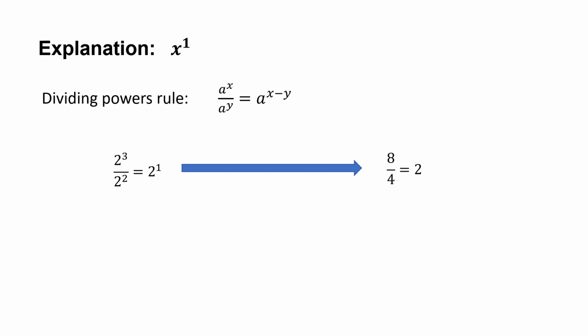We can expand this left-hand side though. So we have 2 cubed is just 8, and 2 squared is 4. So we have 8 over 4 equals 2. So all we have to do is equate the left and the right-hand side, and we get that 2 to the power of 1 is equal to 2. And so more generally, x to the power of 1 equals x.